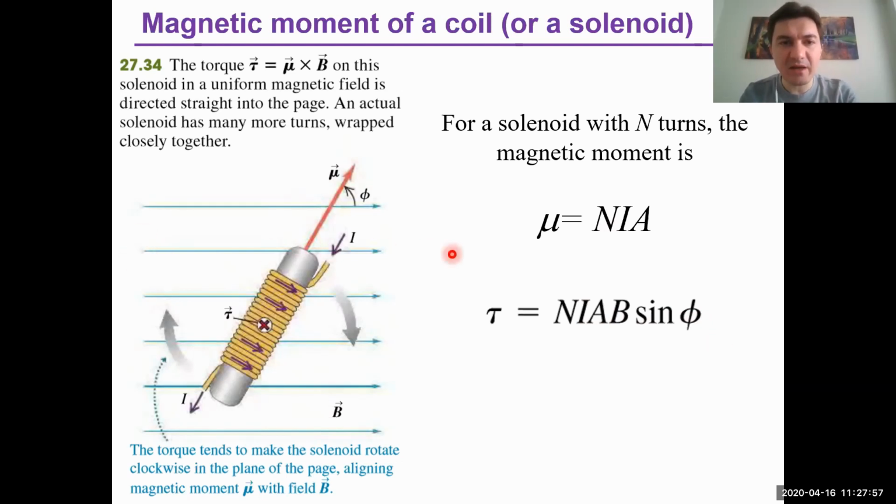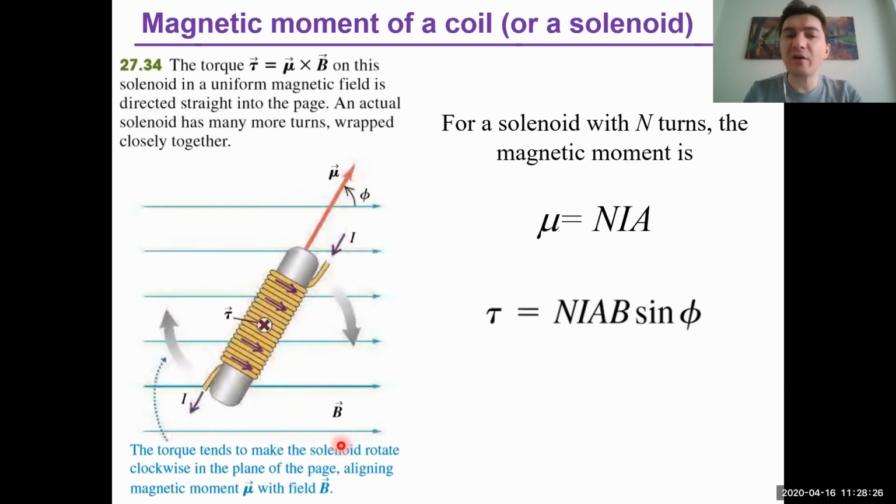So if you apply a magnetic field on that solenoid or coil, here we have a coil, and this is the direction of the mu, okay? This is the direction of the current, you see. These four fingers will show the direction of the current, and then the thumb will show the direction of the mu. This is the direction of the mu, and you apply a magnetic field in that direction, okay? From left to the right, this is the B.